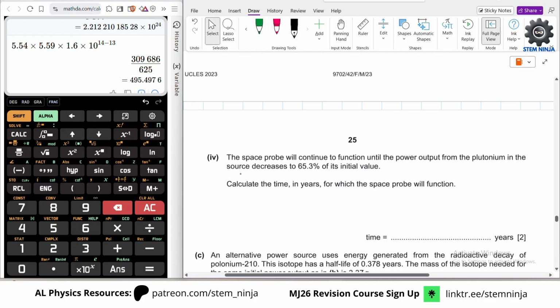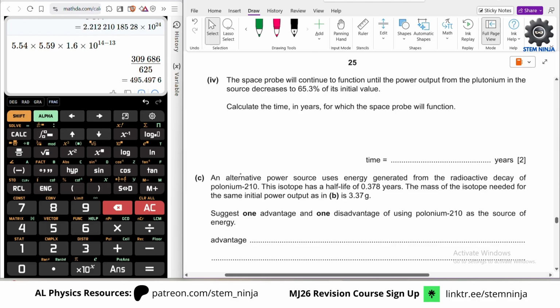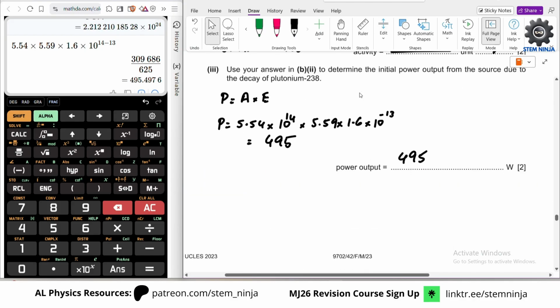Okay, alright, let's continue. The space probe will continue to function until the power output from the plutonium source decreases to 65.3% of its initial value. Calculate the time in years for which the space probe will function. So basically we need to find when the power output decreases to that. The initial power output is 495.